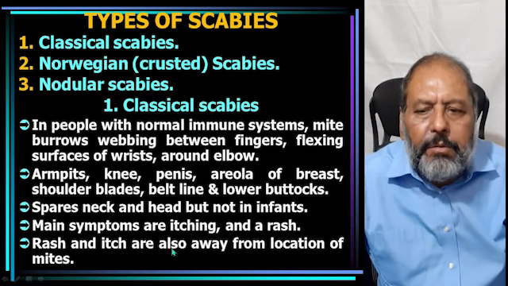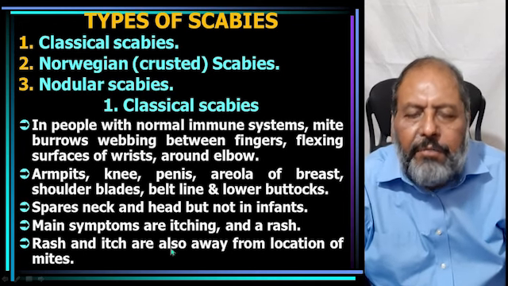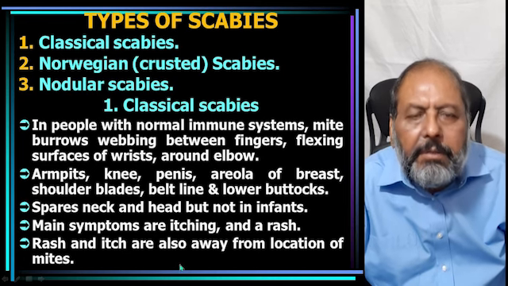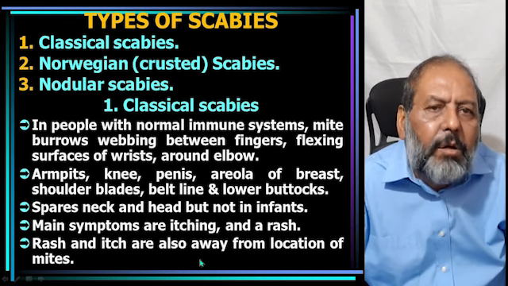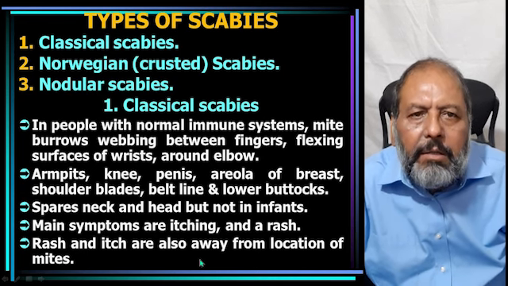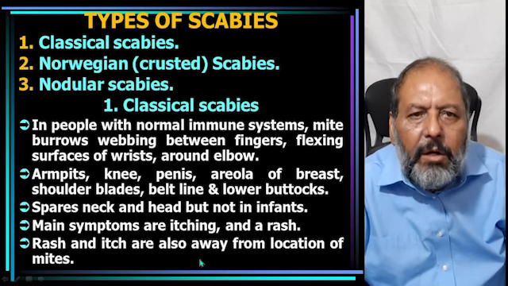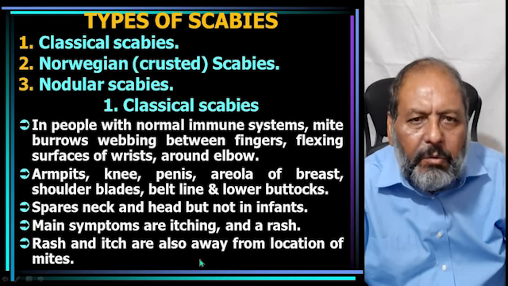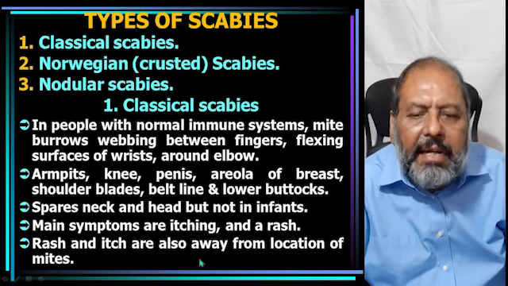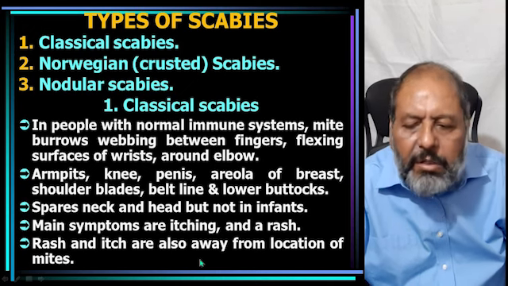The mite burrows in the webbing between the fingers, the flexing surface of the wrist, and around the elbow, armpit, knee, penis, area of the breast, shoulder blades, belt line, and the lower buttocks. It spares the neck and head, but not in infants, only in adults. Main symptoms are itching and rash. Rash and itch are also away from the location of the mites.